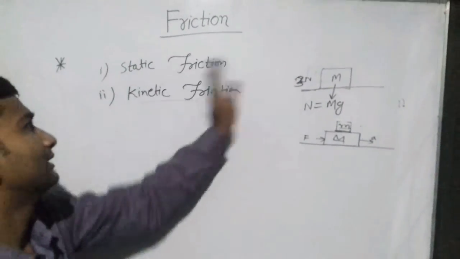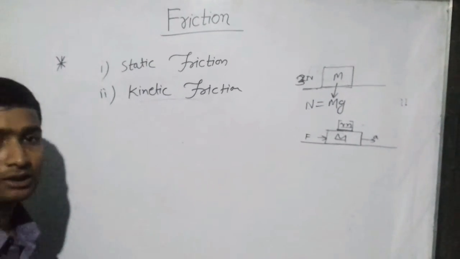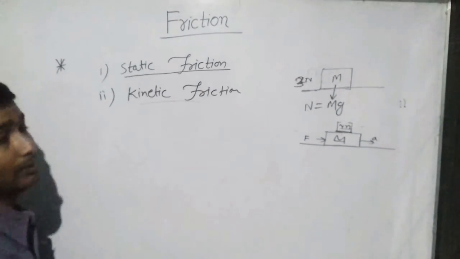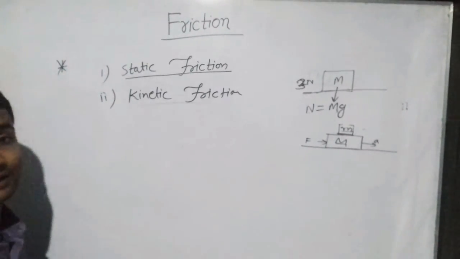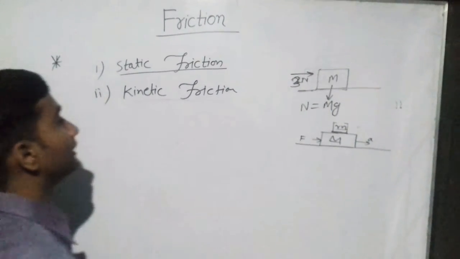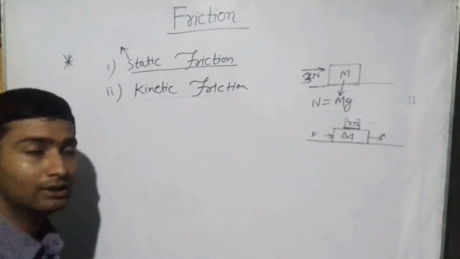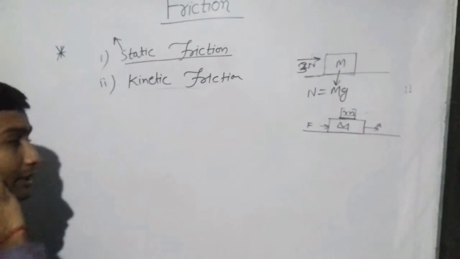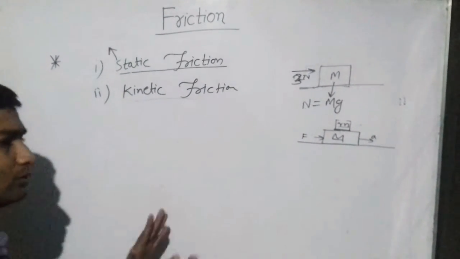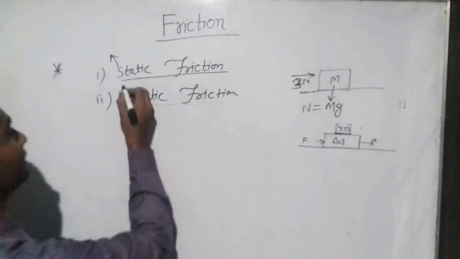So what is static friction? You got it? It means if we change the quantity of applied force and the body is not moving, then the static friction does not remain constant. Static friction changes itself as per the force applied on this body. Static friction acts on any body when the body is at rest, and it is self-adjusting. However much force we apply, the static friction increases. So this is static friction.